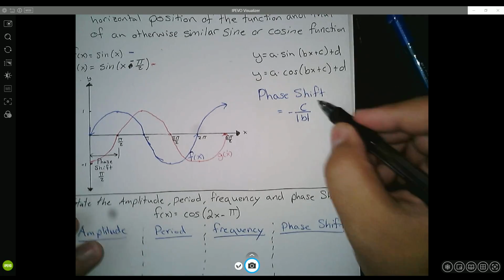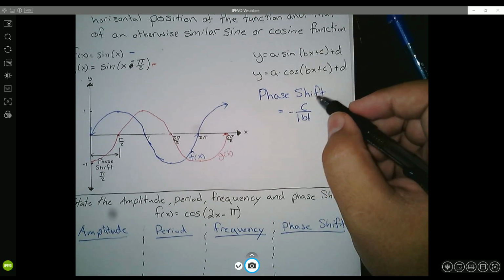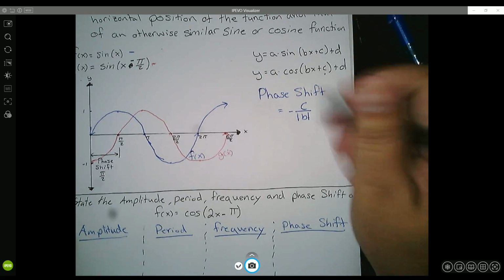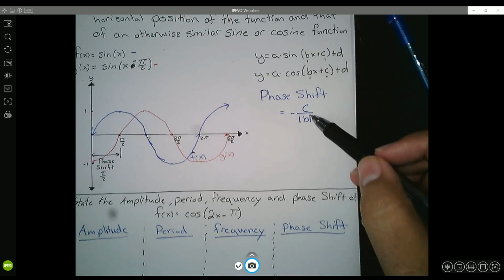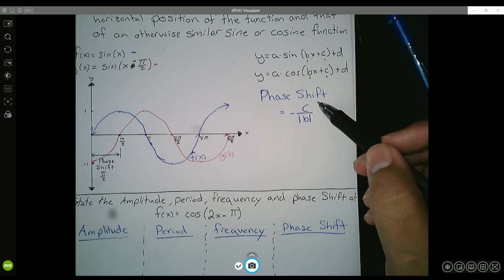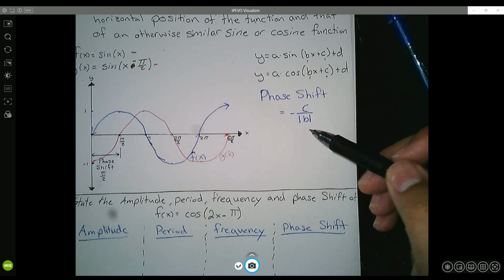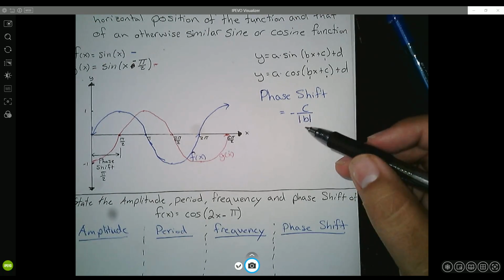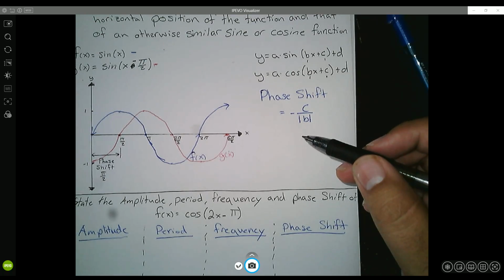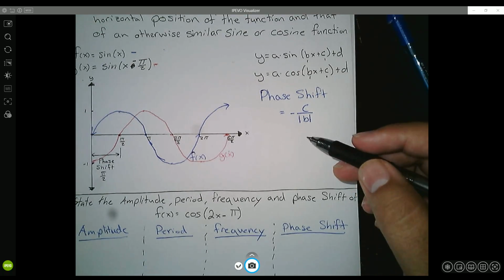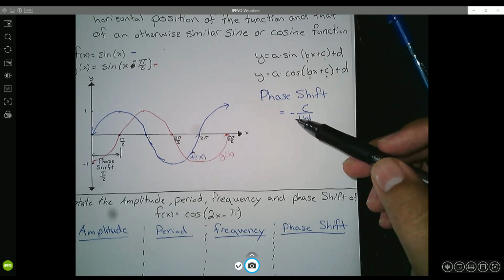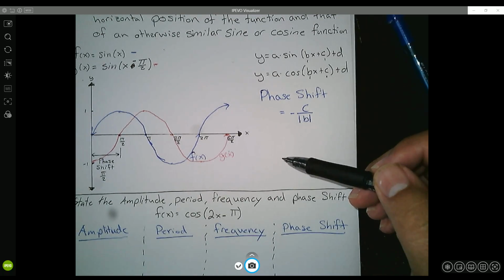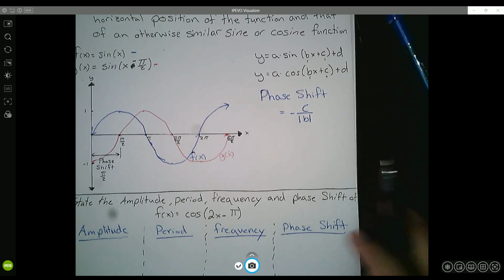The phase shift actually deals with two of those variables, c and b. What you do is take the negative of c over the absolute value of b. You're always going to take the absolute value of b because you don't care whether it's negative or positive. You always just take the absolute value, which turns out to be a positive number every single time. You set those two over each other, and you'll get your phase shift.